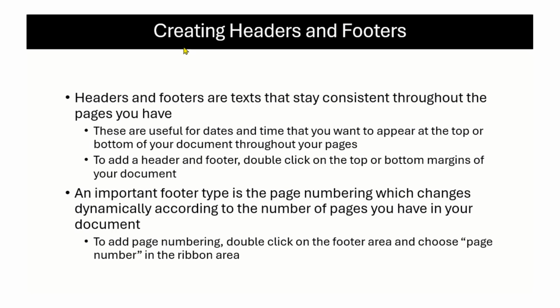Next, we will see how to create the headers and footers in our document. Headers and footers are text that stay consistent throughout the pages you have. So the headers and footers, depending on the type of the document, you can put different information. For example, if it is a training manual, then you might want to put the name of the course, the date when you are taking the course in the header. You might also include the name of the institute, or the trainer's name in the header.